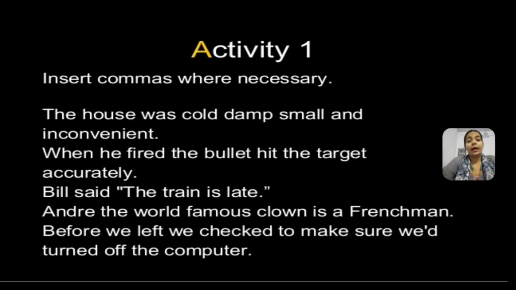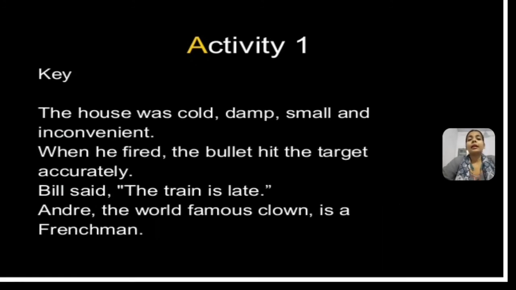Now, I know students, you already know where you have to insert commas in these sentences. So let's check your answers. The house was cold, damp, small and inconvenient. So as you can see, these all are adjectives. To separate adjectives, we need commas.